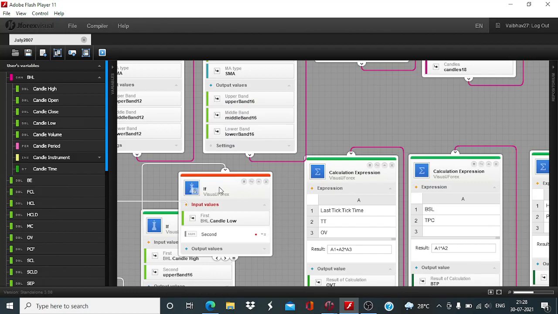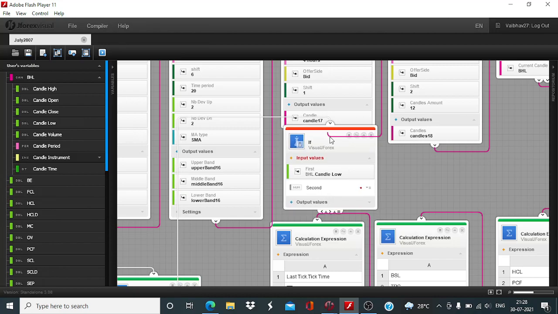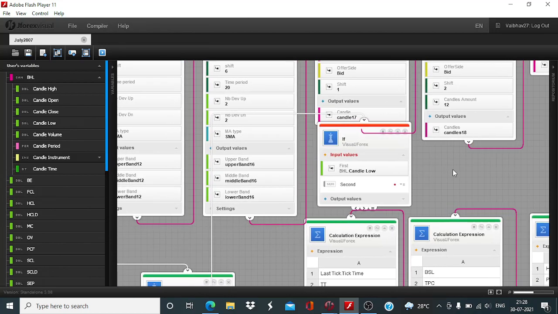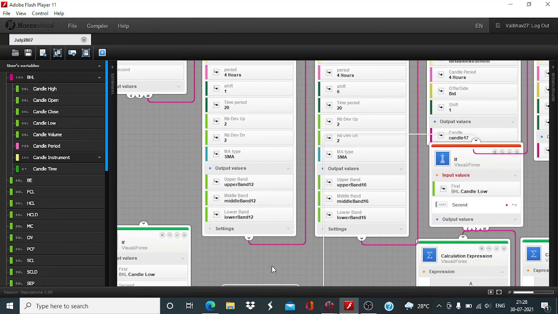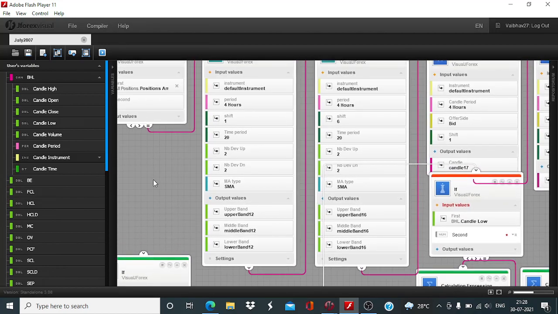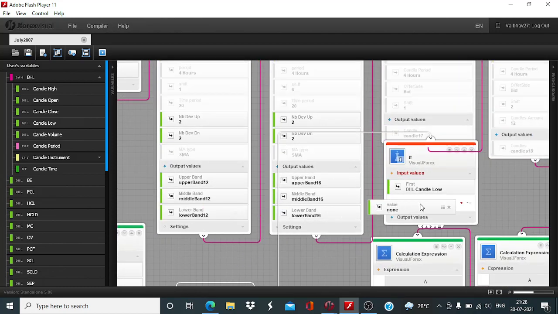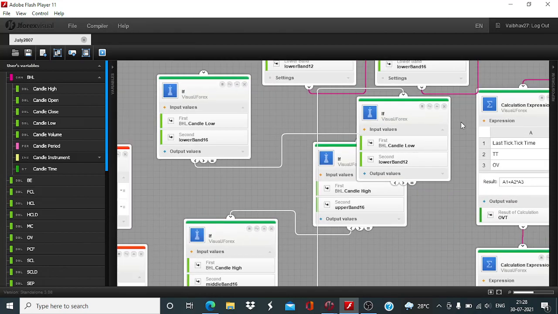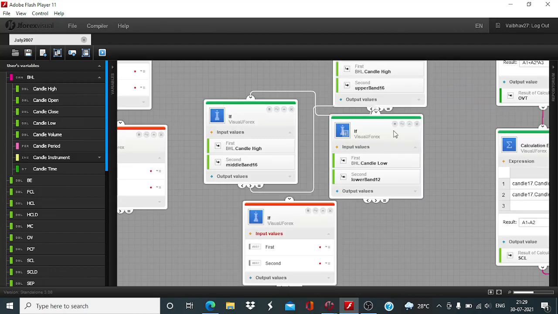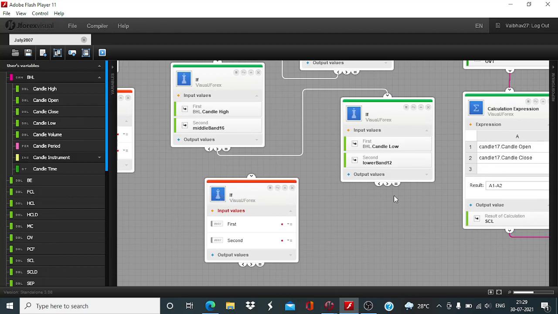VHL candle low needs to be greater than the last 4 hours Bollinger Band lower band. Okay. First input greater than second input.